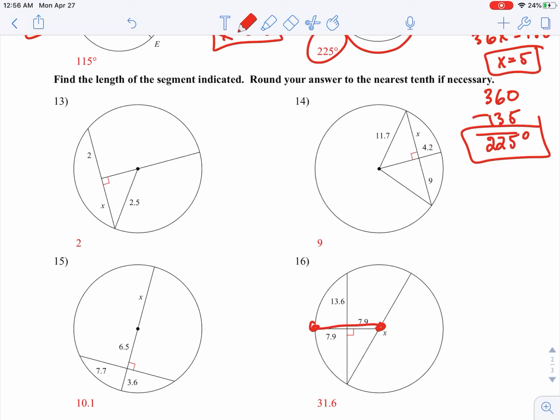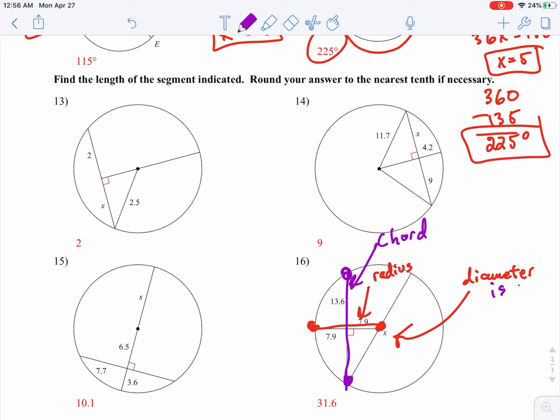This right here is a radius. A radius goes from the center to the edge. This right here is a diameter. We kind of talked about that for a few minutes already. It goes all the way across. Now, this is a chord. A chord is any segment that goes from one edge of the circle to the edge of the same circle. So it just goes across. So actually, a diameter is a chord. A diameter is a chord, but a chord is not necessarily a diameter.